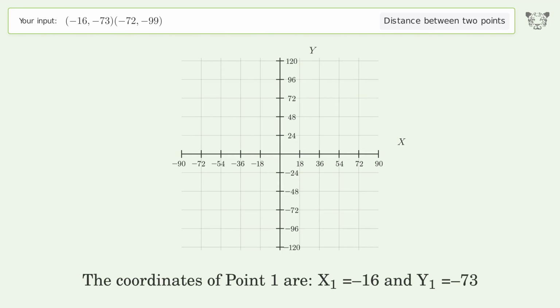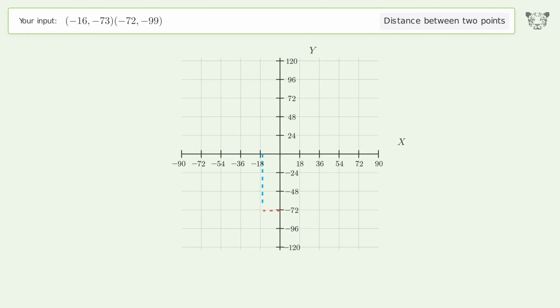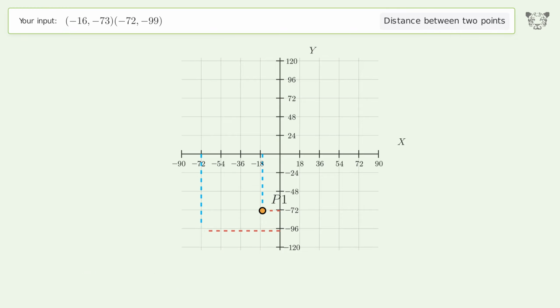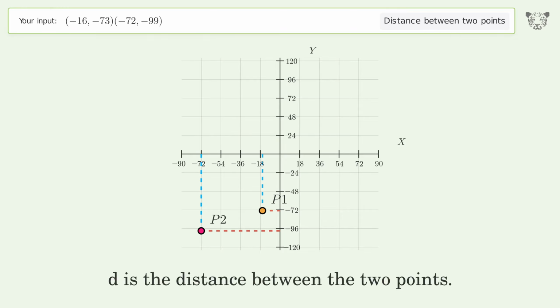The coordinates of point 1 are x1 equals -16 and y1 equals -73. The coordinates of point 2 are x2 equals -72 and y2 equals -99. D is the distance between the 2 points.